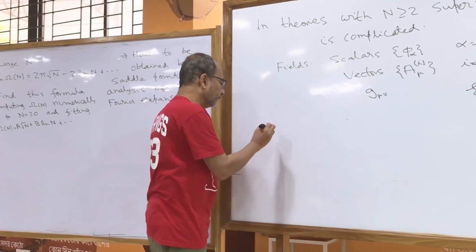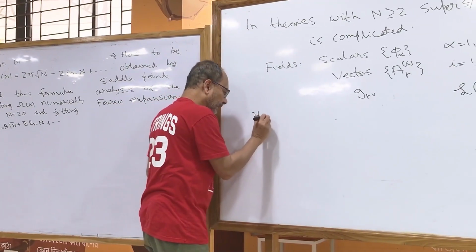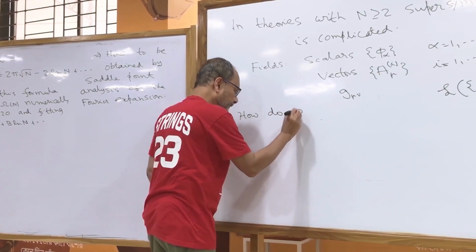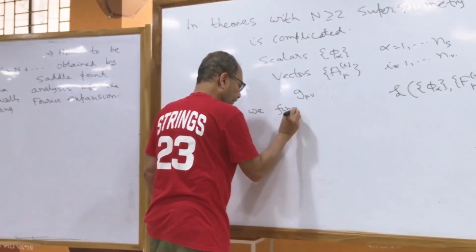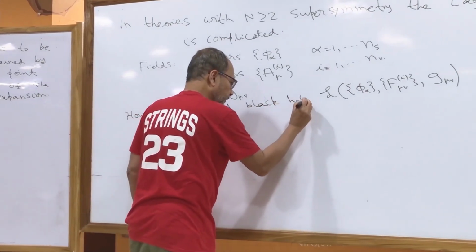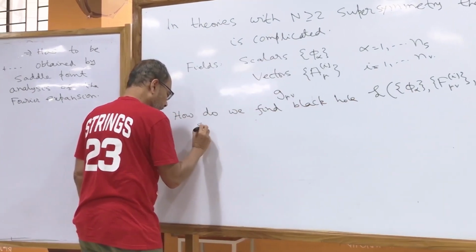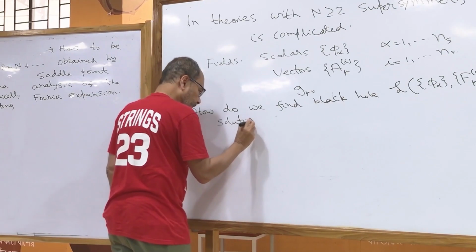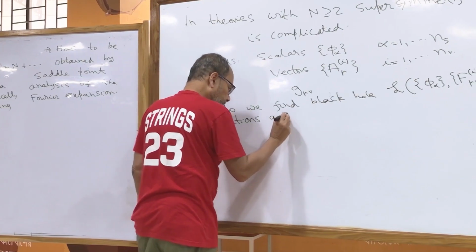So, how do we find black hole solutions and their entropy?